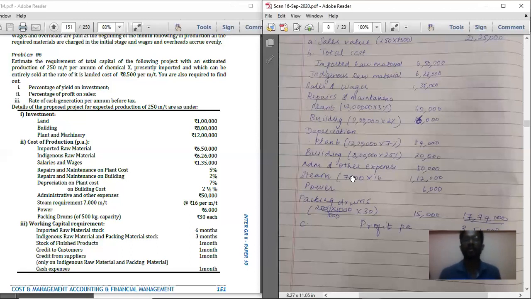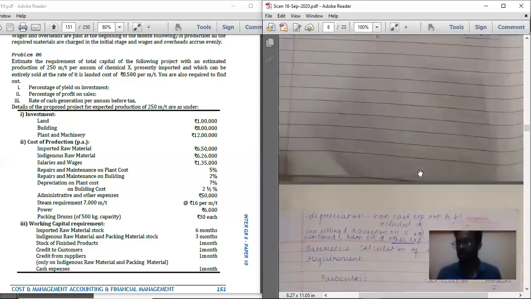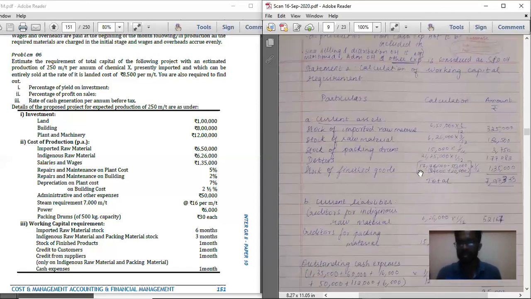So what are the different costs which you should exclude? Depreciation cost on plant and building, and administration and other expenses cost. All these three should be excluded. So 17,74,000 is the total cost, minus 84,000, minus 20,000, minus 50,000. If we remove these three, the total cost of production is 16,20,000. On that, what is the time period? Stock of finished goods is 1 month. So into 1 divided by 12.